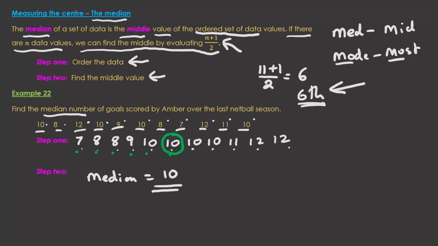Now, just a note here, because I don't have another example on this, let's suppose we'd had an extra piece of data, such as a 13 on the end here. There's then 12 pieces of data, and if we do 12 plus 1 and divide that by 2, that's 6.5. And that tells you need to be between the 6th and 7th pieces of data. That would put you in this gap just here. In this case, halfway between 10 and 10 is 10. But if it had been, say, between the 11 and the 12, then it would have been 11.5.